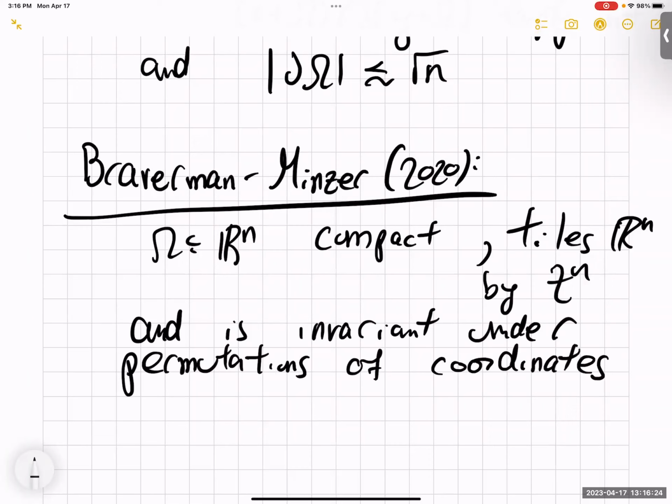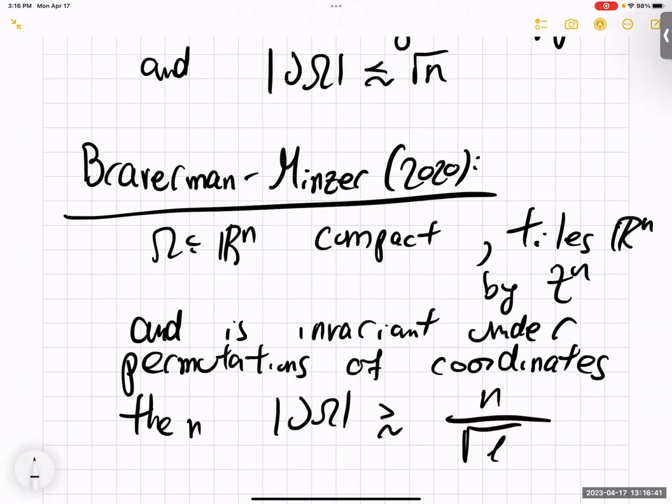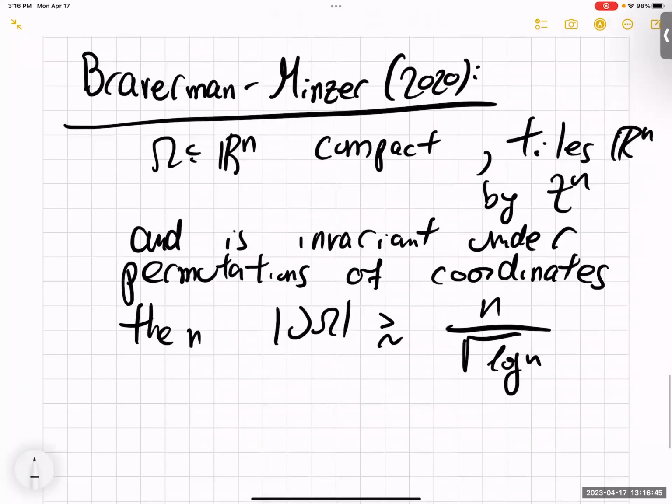Okay, so you permute the coordinates. If a point is in Omega, it's still in Omega. Then you cannot do this. Then the surface area of Omega is at least a universal constant multiple of n over root log n. But you can achieve, and there exists, such an Omega with these symmetries.